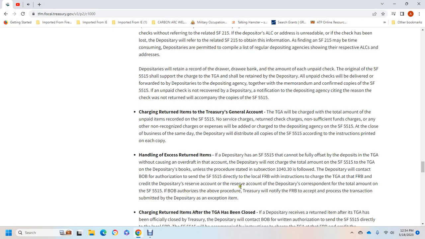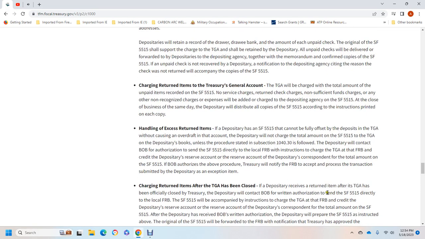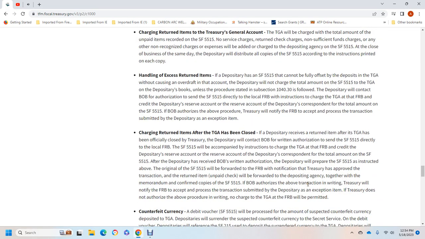The BOB is authorized to approve the procedure. Treasury will notify the Federal Reserve Bank to process the transaction, submitting the depository as an exempt item. Charging returned items after the Treasury General Account has been closed: the depositor will receive the returned Treasury General item after official close with the Treasury. The depositor will contact the BOB for written authorization to send 5515 directly to the local Federal Reserve Bank.